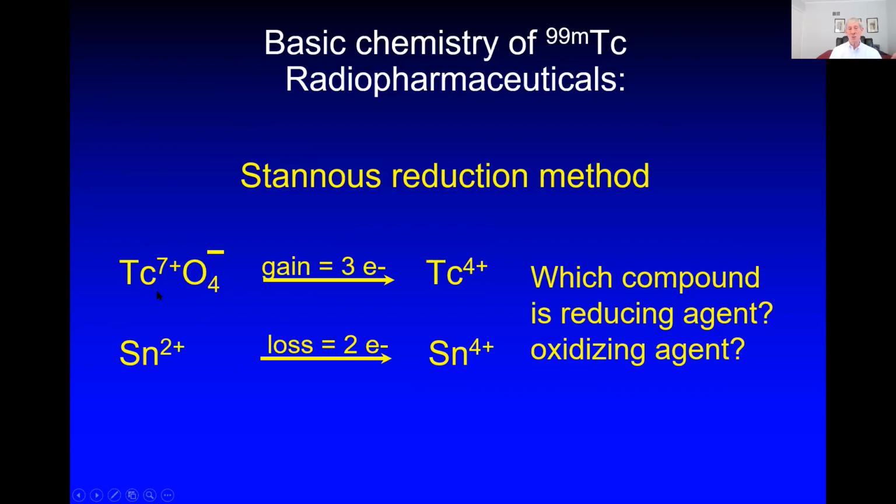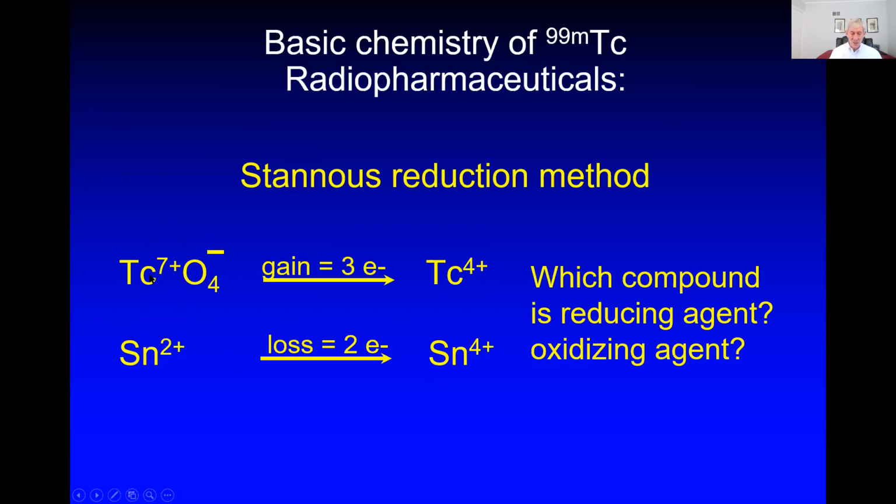And it's pretty easy to do with a good reducing agent like stannous. So what stannous ion does to this is that in the process, stannous ion, which is a reducing agent, is a substance oxidized. It loses 2 electrons and becomes stannic ion.